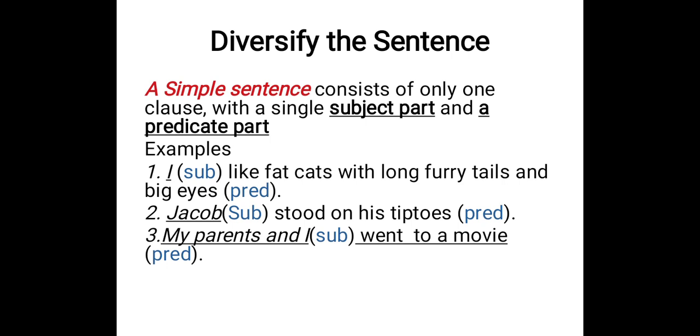So in the second sentence, Jacob stood on his tiptoes. Subject is Jacob and the remaining part is predicate. See the third sentence also. You can see which part is subject and which part is predicate. In all these sentences, there are only one subject and one predicate each. So they are simple sentences.